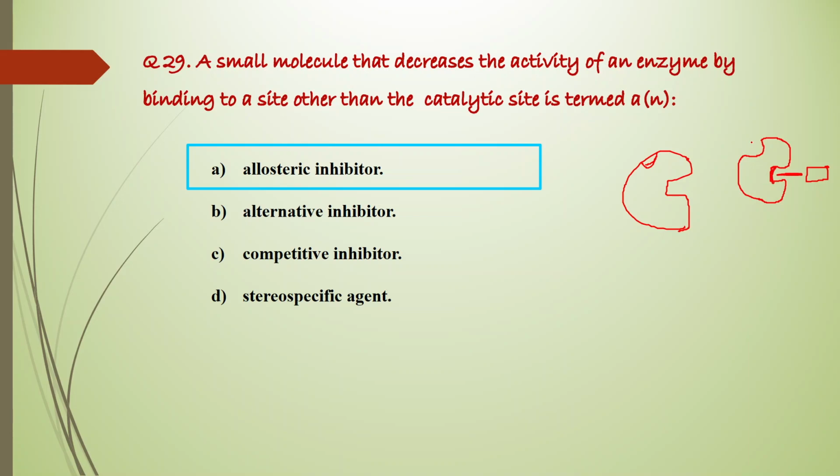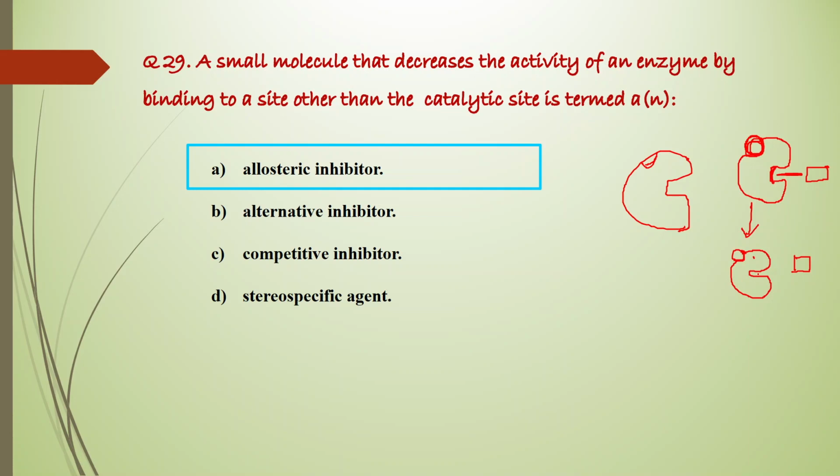But a small molecule that can bind to some other site that is different from the catalytic site will basically induce a change in the enzyme, and the enzyme will start to look something like this, and the substrate can no longer fit in the catalytic site. If the substrate can no longer fit at the catalytic site, that means there will be a decrease in the enzymatic activity.